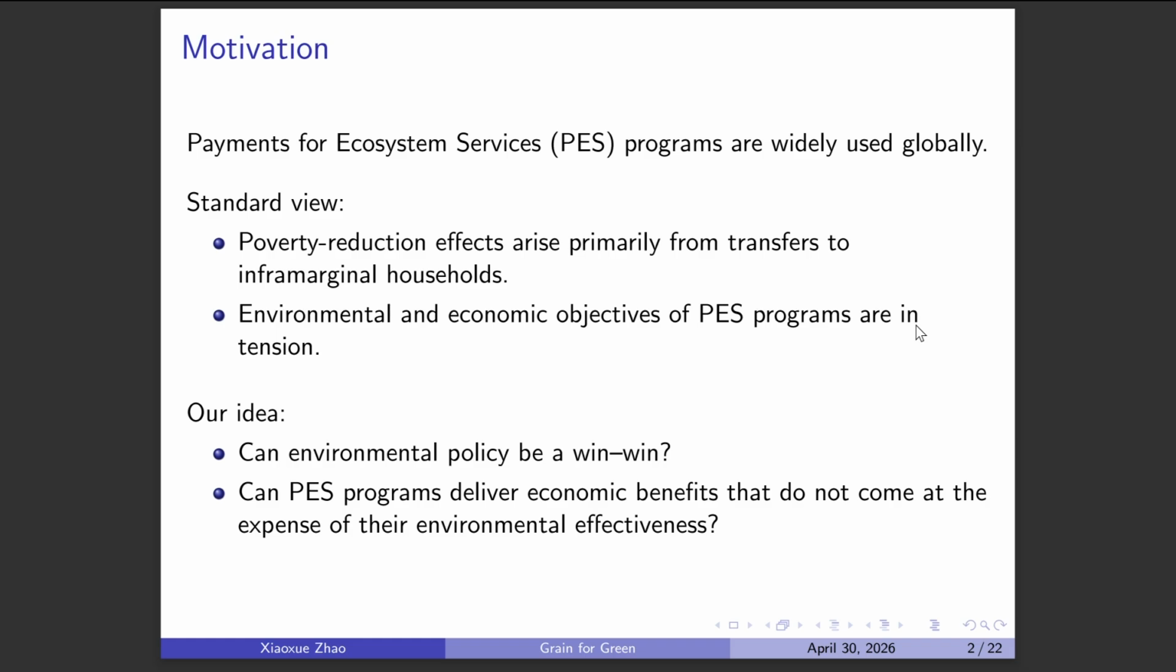However, is this conventional view about the tension or the conflict between the environmental and economic benefits of PES programs really correct? In this paper, we are going to empirically examine the effects of a major PES program in China and argue that such a conventional view, in fact, misses a crucial additional channel through which PES programs can actually deliver economic benefits to participant households.